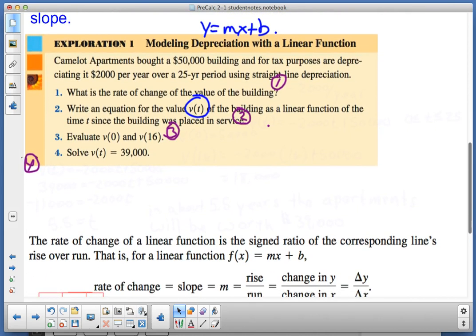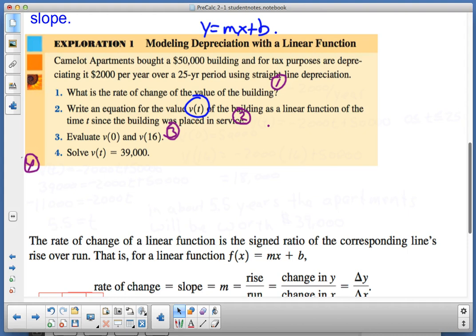Modeling depreciation with a linear function. When I model depreciation with a linear function, I'm assuming depreciation is a linear function itself, okay? That there's a constant rate of change every year as I own something. And it's not going to be a percent down. I'm going to predict it's going to go down by X amount of dollars. So Camelot Apartments bought a $50,000 building, and for tax purposes are depreciating it $2,000 per year over a 25-year period using straight line depreciation.